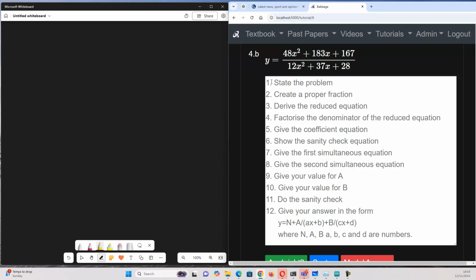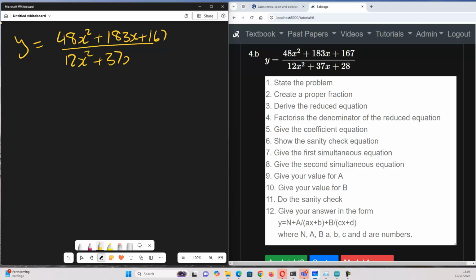So the guidelines say state the problem and then create a proper fraction. So let's have a look at how we would do that. y is equal to 48x squared plus 183x plus 167 over 12x squared plus 37x plus 28.